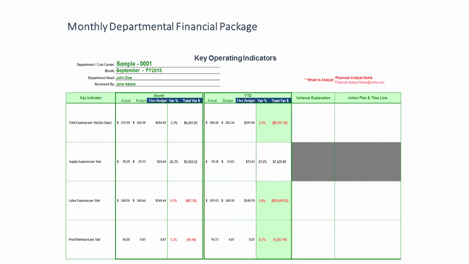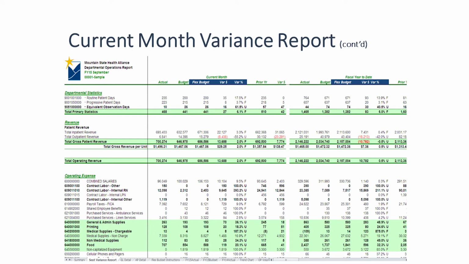So each month when the manager gets the department operation report, it'll be in gray if it's a favorable variance compared to budget. Anything that's unfavorable, the variance explanation and action plan will open. The manager puts a variance explanation as to why they were over compared to budget, and then an action plan and timeline of what actions they're going to take to mitigate this, and the time that they're expecting to take those actions. So this is an example of the variance report that we use.